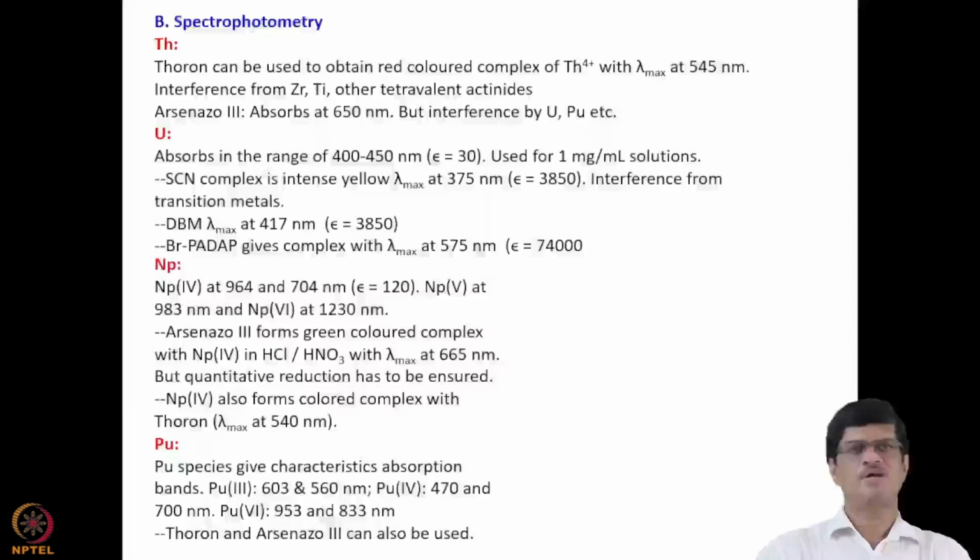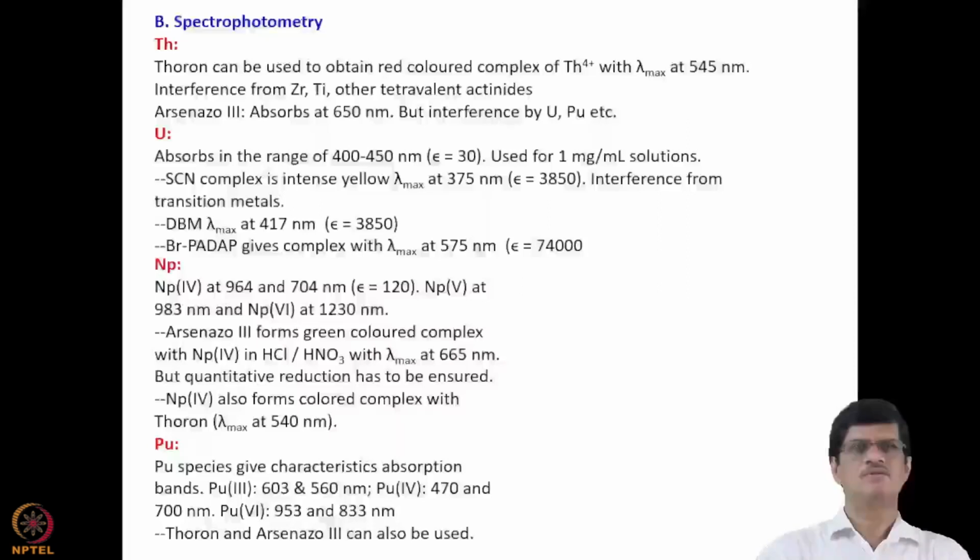Uranium can be analyzed spectrophotometrically by different methods. Uranium itself absorbs in the range of 400 to 450 nanometer. That means the yellow colored uranyl nitrate solution can be used for its estimation, with an epsilon value of around 30, and around 1 milligram per ml solution is used for this purpose.